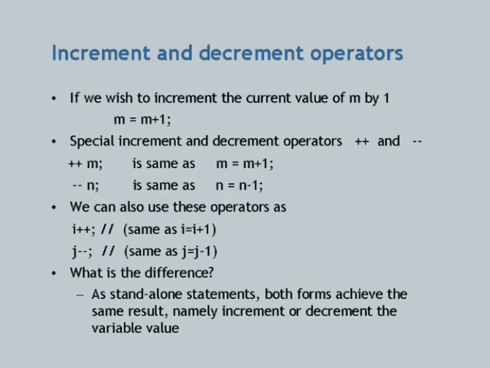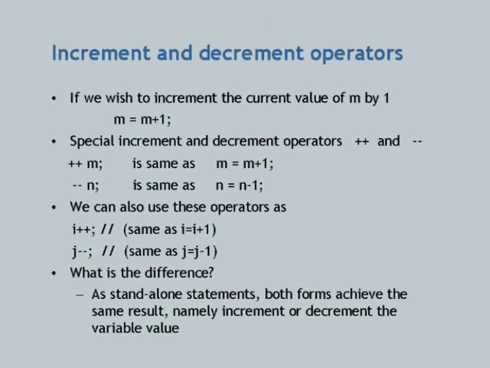So we are revisiting the increment and decrement operators. As I mentioned, if you want to increment a variable by just one or decrement a variable by one, you would write the normal assignment statement of this form, say m is equal to m plus 1. As we all know, this is not an equation, this is an assignment operation, and this will increase the current value of m by 1. C++ provides special increment operators and decrement operators, which are plus plus and minus minus. When they appear before a variable, the net effect is exactly same as if you had written, say, m is equal to m plus 1 in this case, or n is equal to n minus 1 in this case.